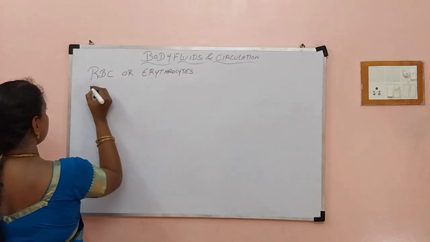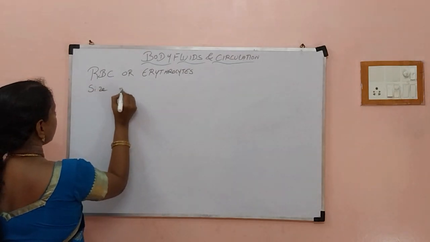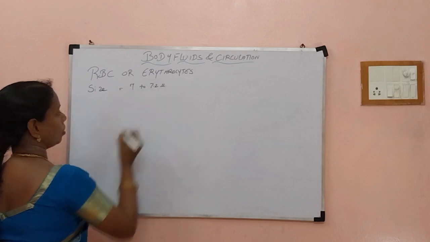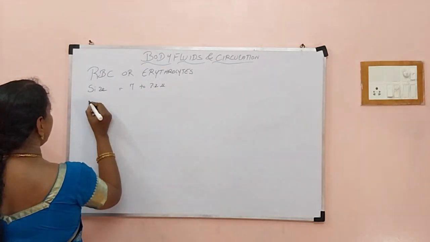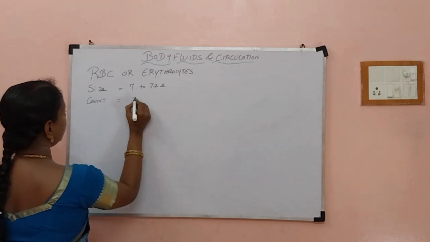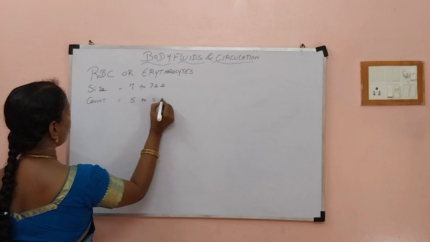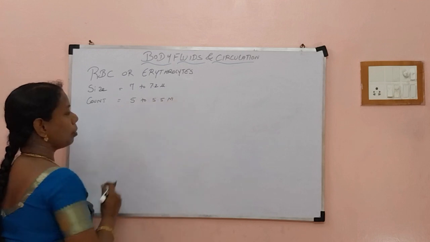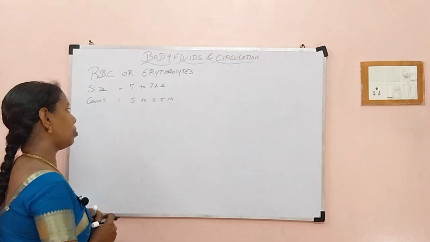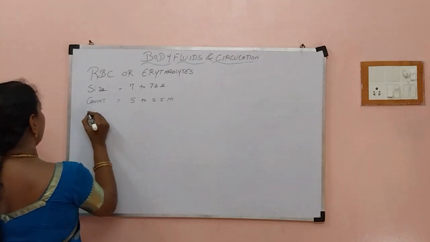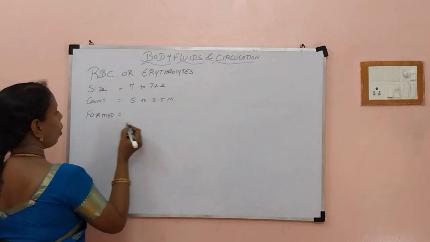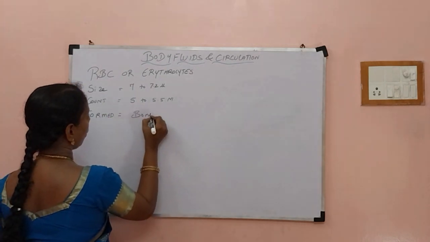So what is the size of RBC? The size of RBC is 7 to 7.2 microns, and the count of RBC is around 5 to 5.5 million. They may ask which is the formed element maximum in blood. It is RBC only. Where is it formed? It is formed in the bone marrow.